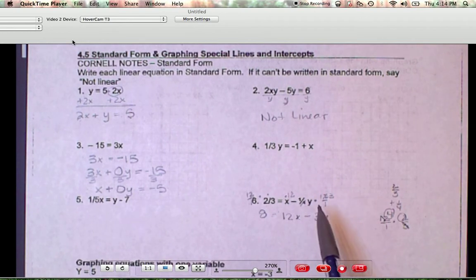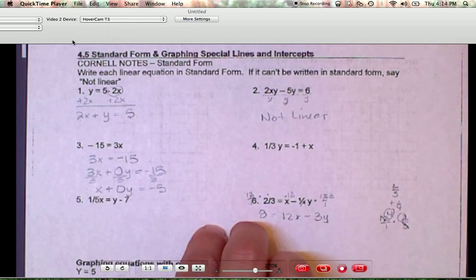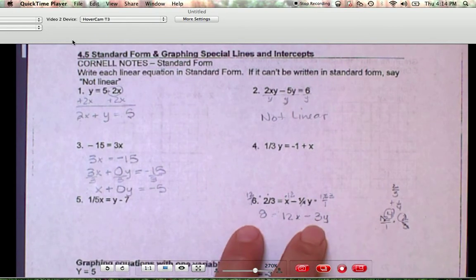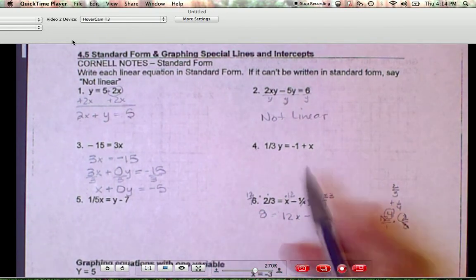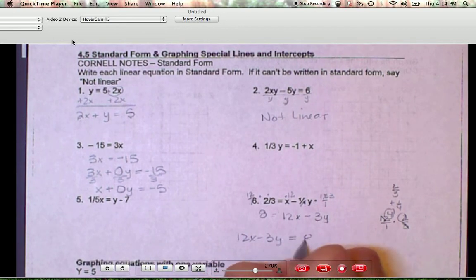And we need to put it in the right order. Now the x and the y are on the right side. They can't be on the right side. They have to be on the left side. And this constant has to be on the right side. So you can just simply flip the whole equation over. So we get 12x minus 3y equals 8.